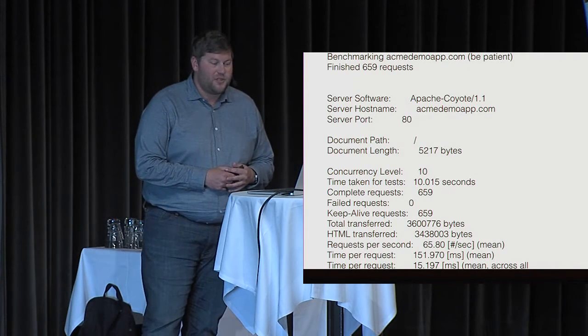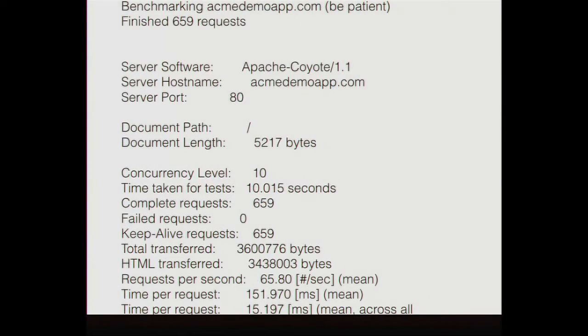So here the time per request has gone up. Now it's 151 milliseconds, but the requests per second has also gone up to 65. So Apache Bench is extremely easy if you just want to get a baseline for your server. If you're just running Apache or Nginx, it's a very easy way to load test your application.